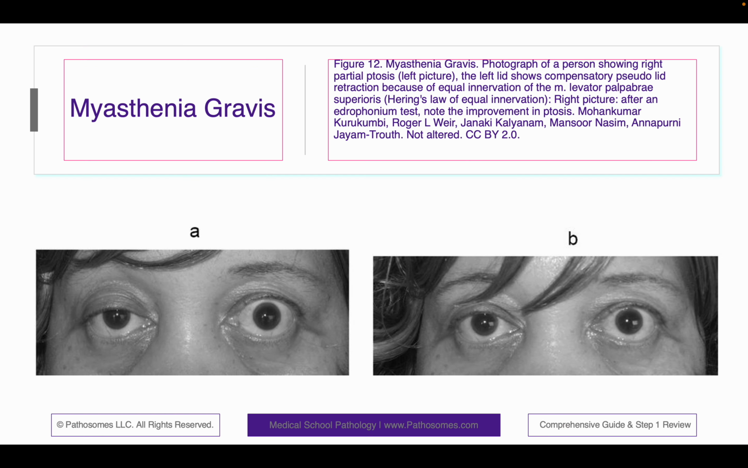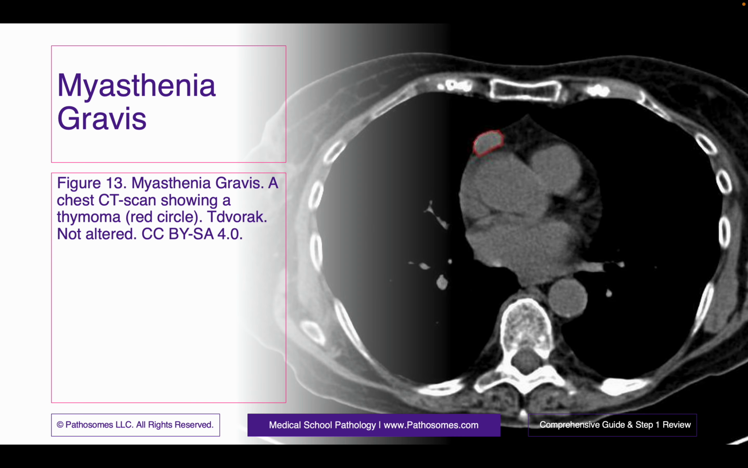Here we have a picture of a patient showcasing different states of their condition. The photograph of a person showing right partial ptosis in the left picture, and the left lid shows a compensatory pseudo-lid retraction because of equal innervation. And in the right picture, this is after the edrophonium test. Note the improvement that's occurred. And here we have a CT scan showing a thymoma in the red circle, which is associated with myasthenia gravis.